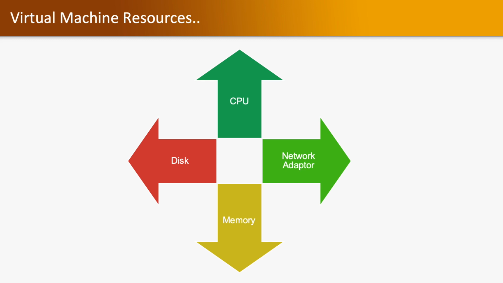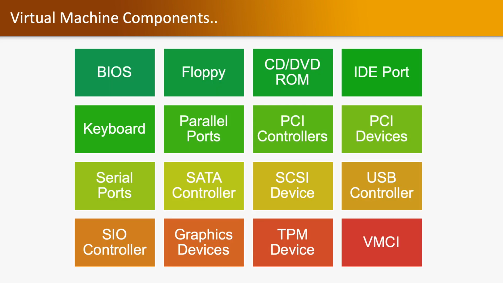Virtual machine resources. We have 4 types of resources in a virtual machine. One is CPU, disk, memory and network adapters. So a virtual machine is a combination of these 4 resources. And it gets those resources from physical hardware which is running on the bottom layer. And hypervisor help to pool those resources and assign from physical to virtual layer.